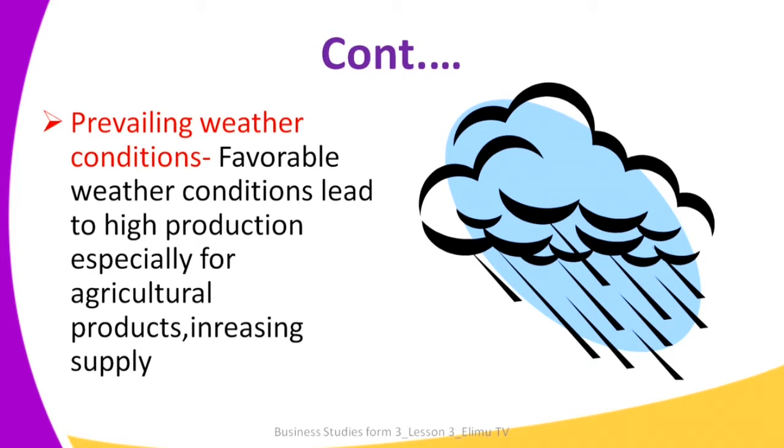We continue with the factors affecting supply, and the other one is the prevailing weather conditions. And you find that sometimes weather can hinder supply of goods. For instance, bad weather, like during a rainy day, it becomes very difficult to supply goods to various destinations. Most especially, you look at the agricultural products. You find that they can be affected by bad weather.